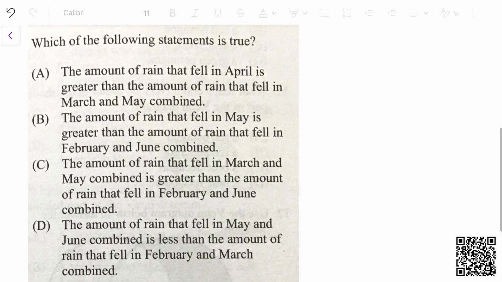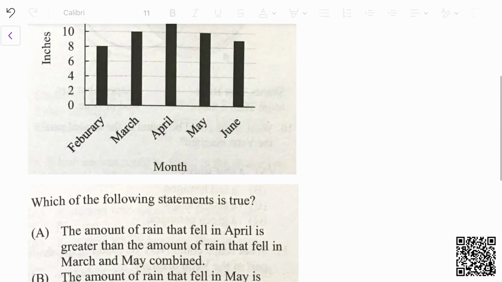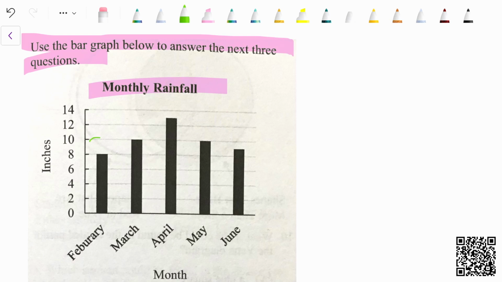The amount of rain that fell in April is greater than the amount of rain that fell in March and May combined. Whoa. So first, let's write down how much it fell in each of these months, or else we can't solve it. February is 8. March is 10, April is 13, May is also 10, and June is slightly over February, so it's 9.